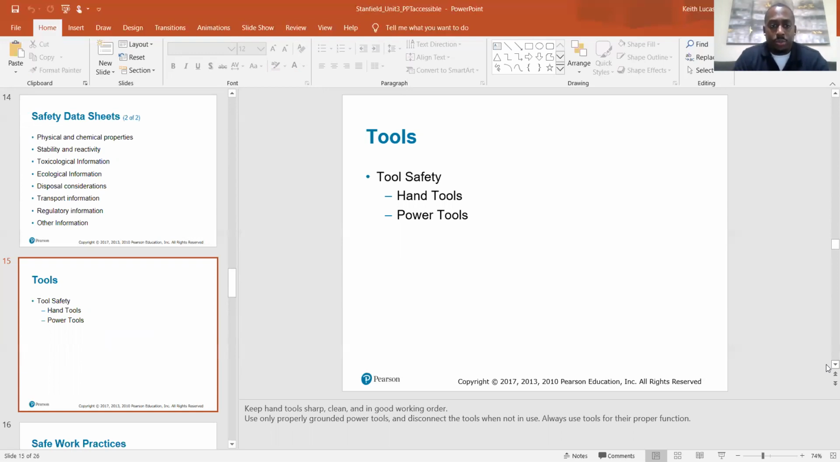So, tools. Keep hand tools sharp, clean, and in good working condition. Use only properly grounded power tools and disconnect the tools when not in use. Always use tools for their proper function. That's an important one, because when you don't, you damage not only the tool but the component that you're working on. And then when you do decide to go get the right tool and try to do it, you've already stripped it. So always use the right tools.